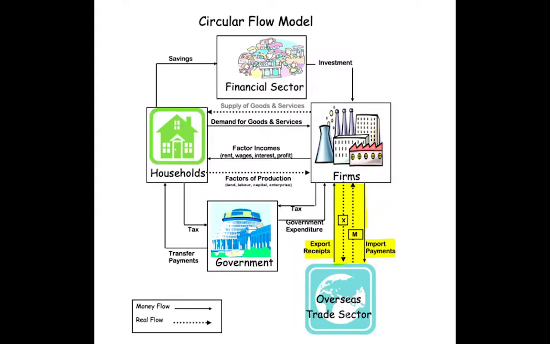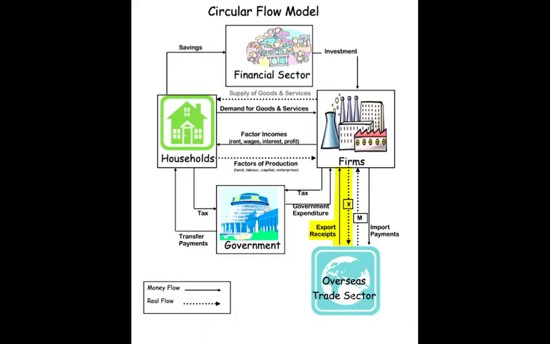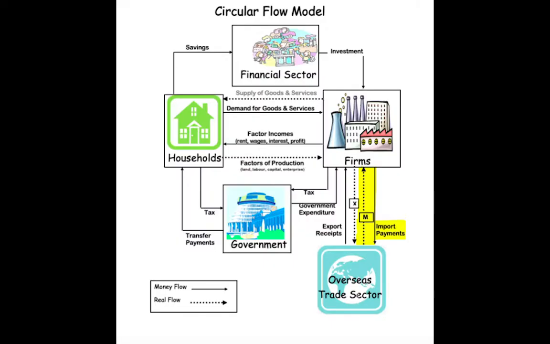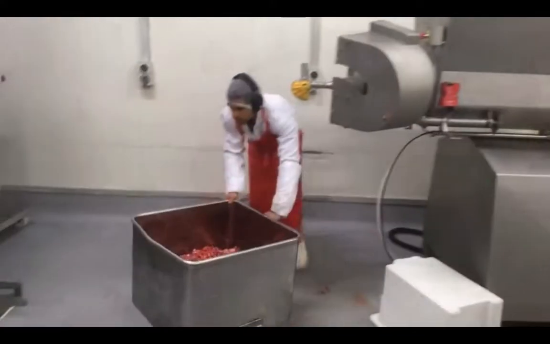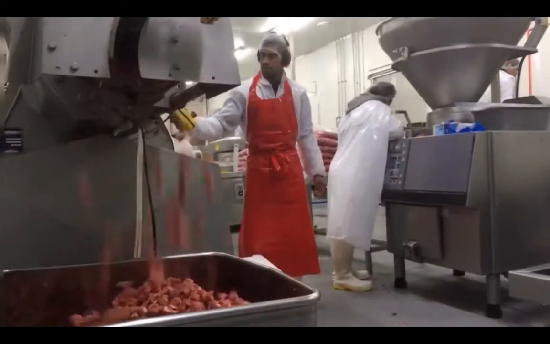The next 2 sets of flows associated with firms are both to and from the international trade sector. These are imports, import payments, exports, and export receipts. Exports and export receipts are reciprocal flows, as are imports and import payments. Exports are a real flow of goods and services. Goods and services are produced in New Zealand, then exported and sold overseas.